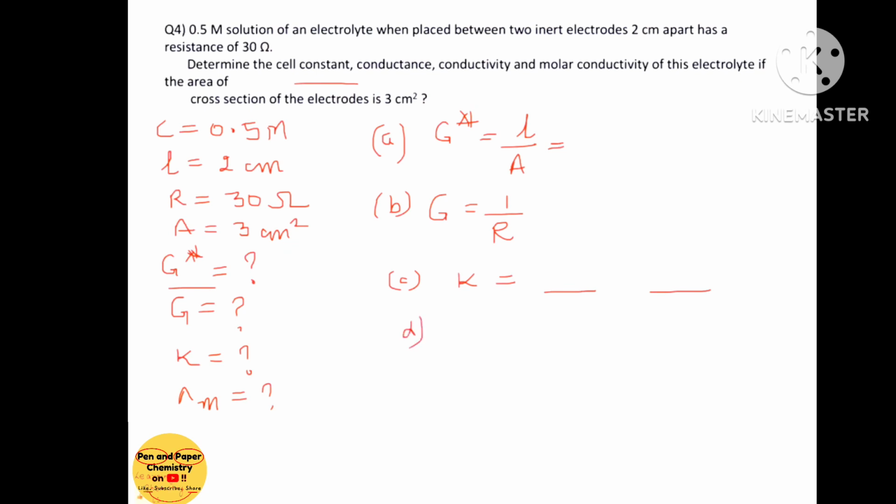And of course, the fourth one is an easy one, molar conductivity. We have used the formula so many times now and I'm sure you must be familiar with it. Go ahead, pause the video, and solve these numericals.